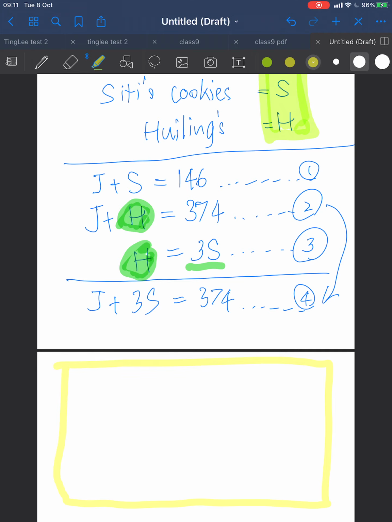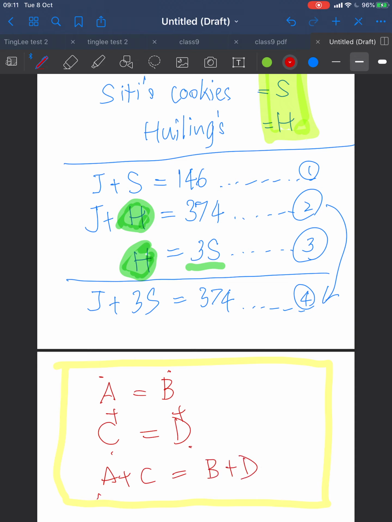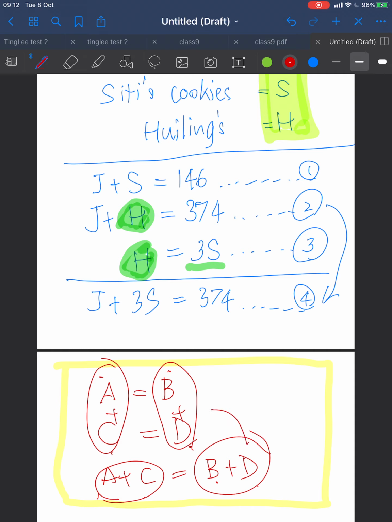Yeah, let's see this. Okay, if you have a equals b, and c equals d, a and c don't need to be equal. If you add both, a plus c is going to be equal to b plus d, because this equals this and this equals this. So a plus c, this side becomes equal to this side. All right? The same thing goes with subtraction, multiplication, division, whatever.